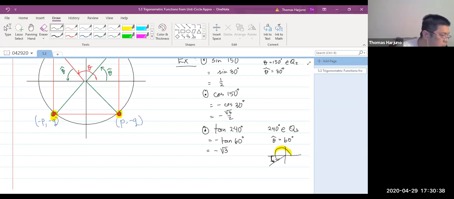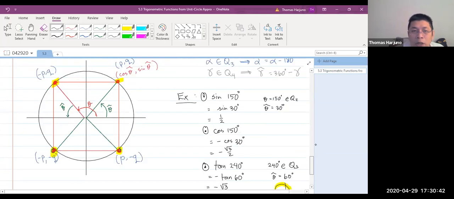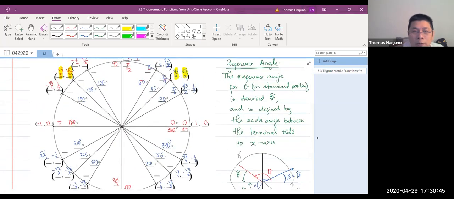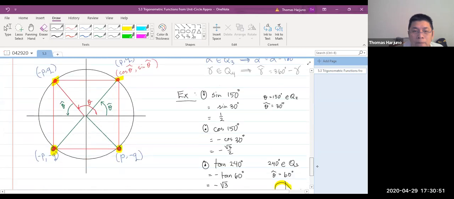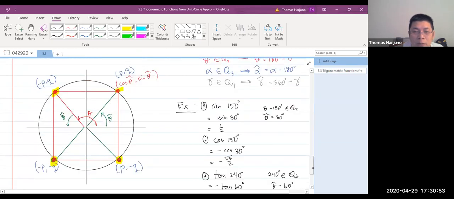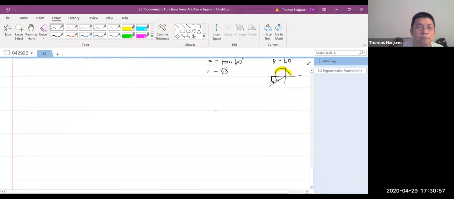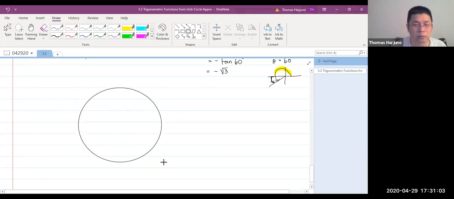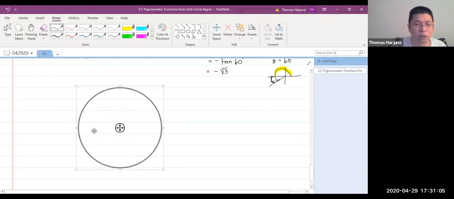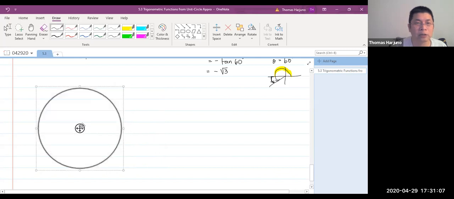Now, from this picture we actually see something important. How do we tackle negative angles? Let me start again with the circle. We can call this the unit circle, if you like. Okay, just call this the unit circle.